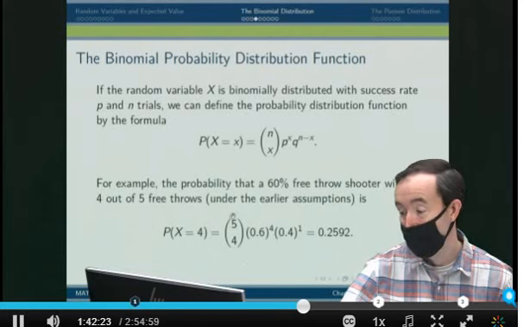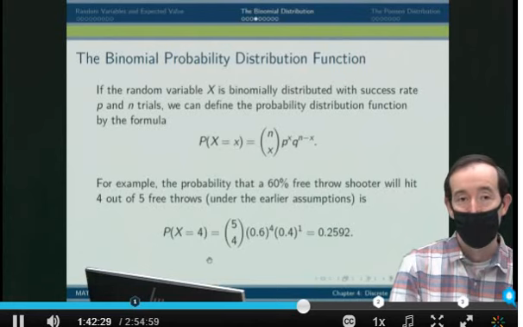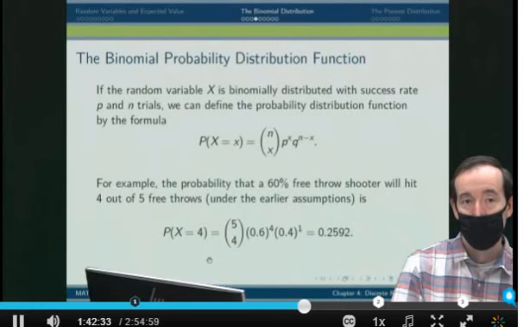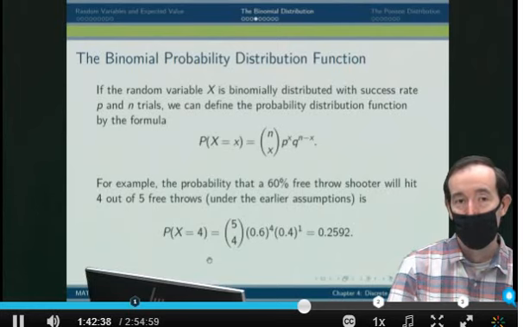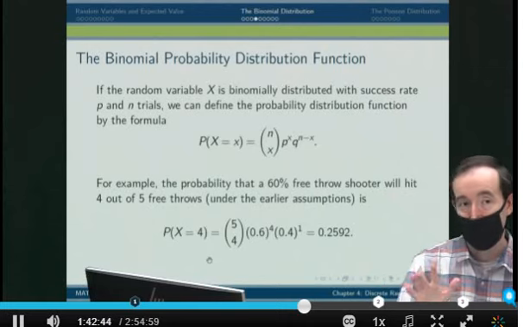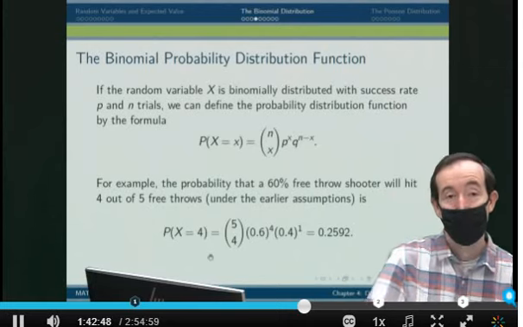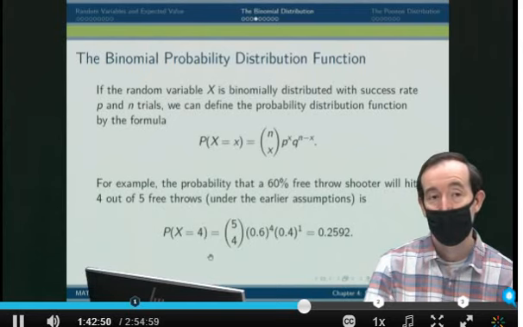So I need to pick which 4 of those 5 this person hits. Maybe it's the first 4. Maybe it's the first one and then the last 3. Maybe it's the first 2 and then the last 2. Maybe it's the first 3 and the last 1. Any one of those things is possible. There's 5 total possibilities, and if you compute 5 choose 4, that's exactly what that amounts to, 5 possibilities.